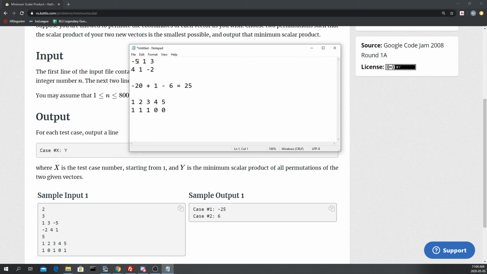So kind of a thing to notice here is if this is a negative number here, which we're multiplying with the largest number, then we will get the largest negative result we can. If it is positive, then we get the minimum positive result we can. Okay, so this should be simple enough to code up.